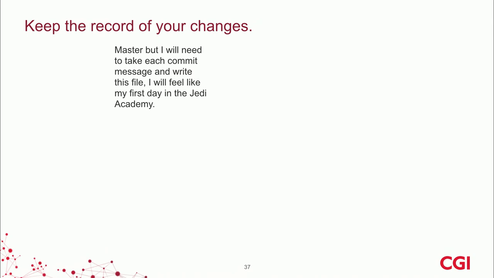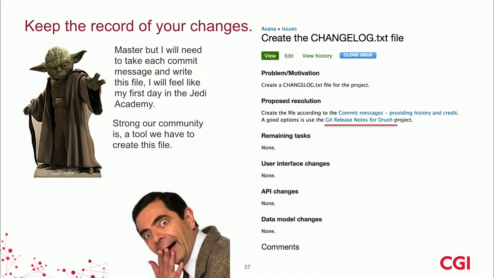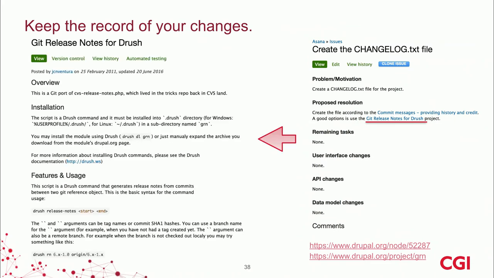Some people think that they need to take each line from the Git log and then put this information in a file, but we have a tool in the community to create this file automatically. The Git release note for Drush is a command that will add in your environment some Drush commands that will help you to create the change log file. Here you will see the project page, and this is the command drush rn-changelog.